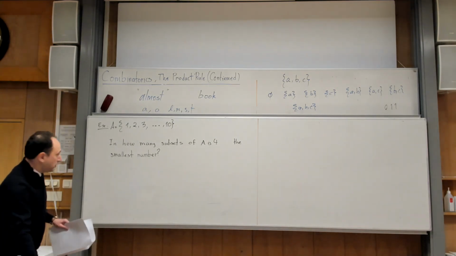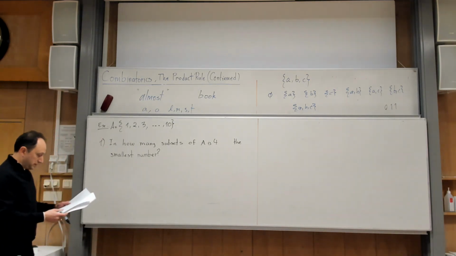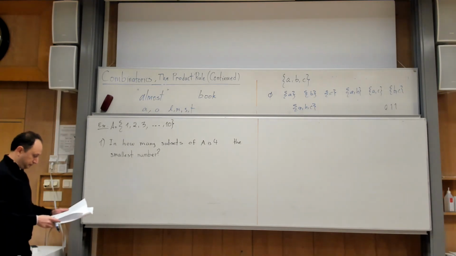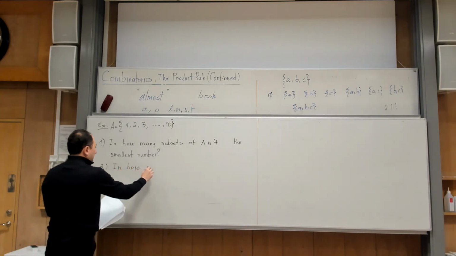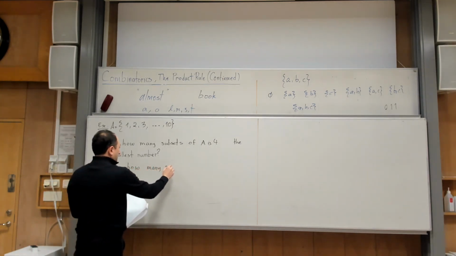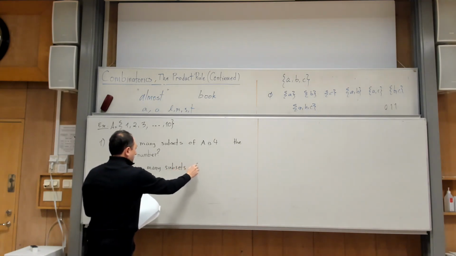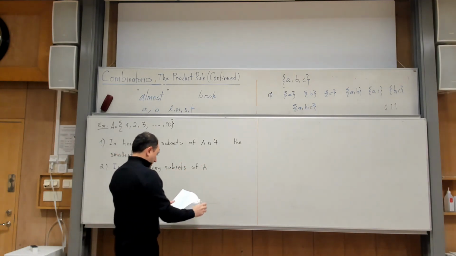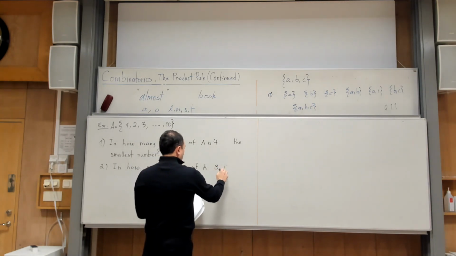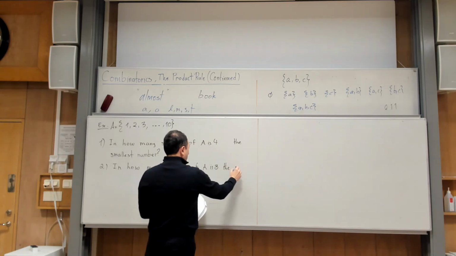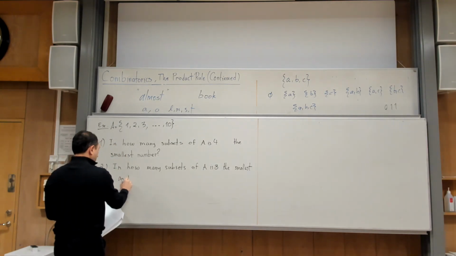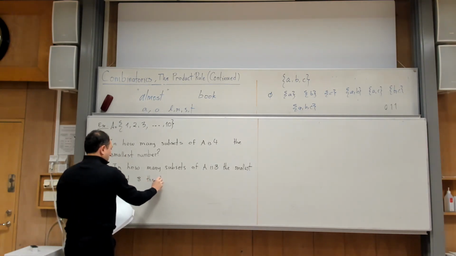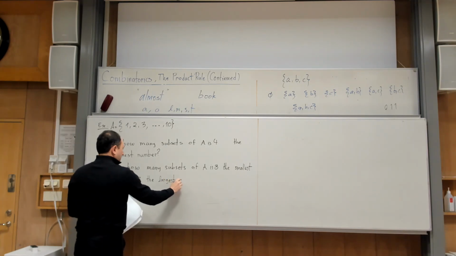Okay, so let me add one more part to it, and then you can think about both of them. In how many subsets is 3 the smallest and 8 the largest element?